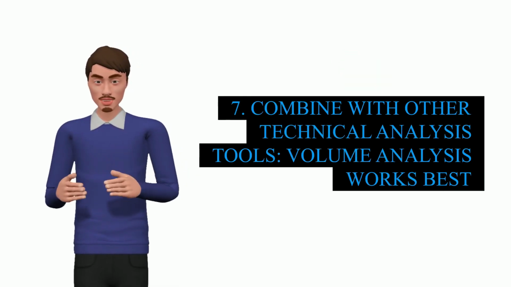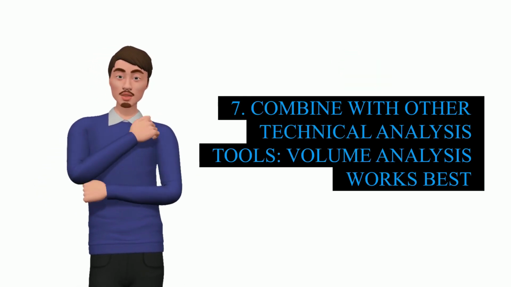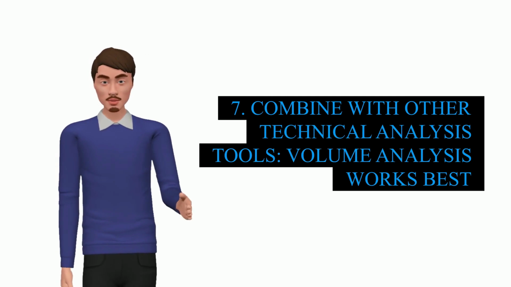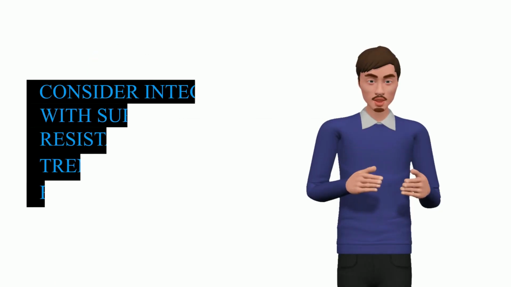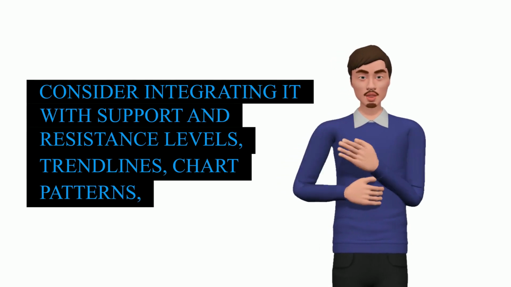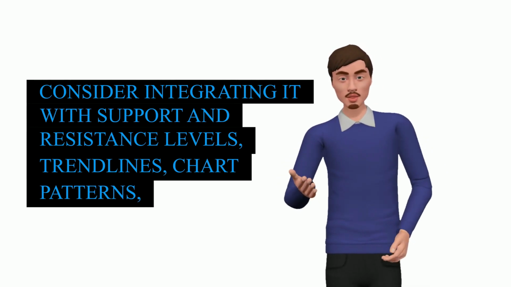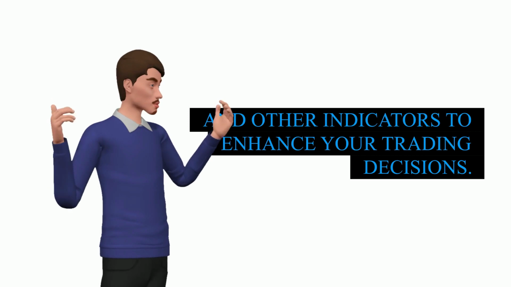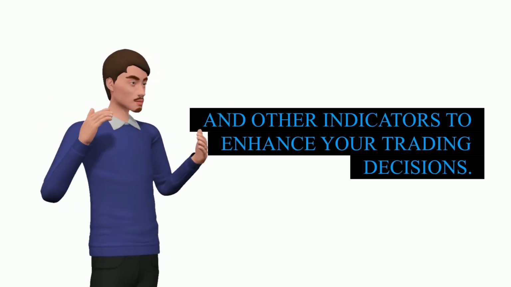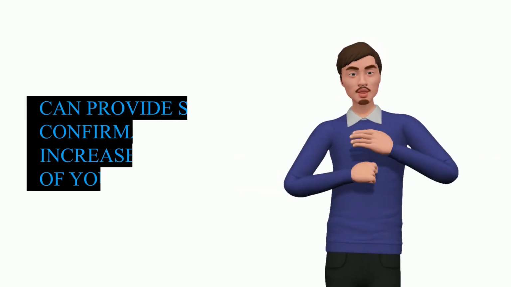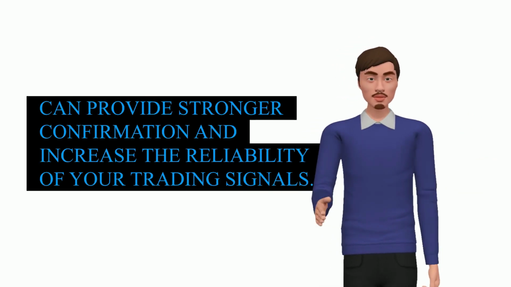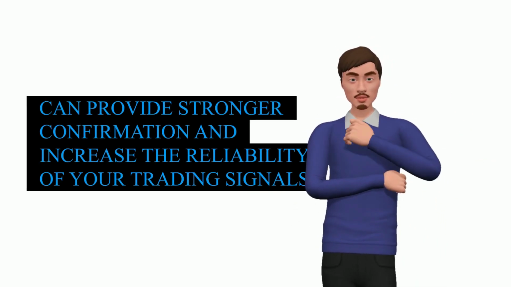7. Combine with other technical analysis tools. Volume analysis works best when combined with other technical analysis tools. Consider integrating it with support and resistance levels, trend lines, chart patterns, and other indicators to enhance your trading decisions. The convergence of multiple factors, including volume, can provide stronger confirmation and increase the reliability of your trading signals.